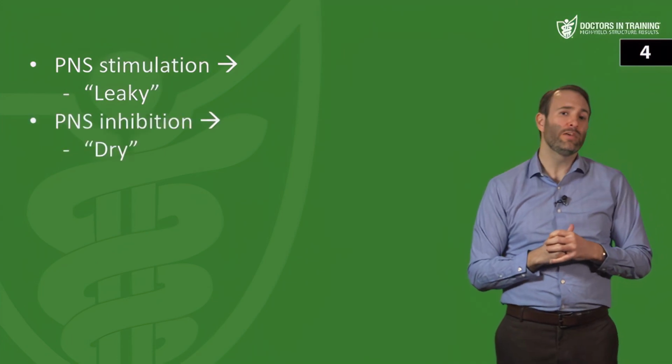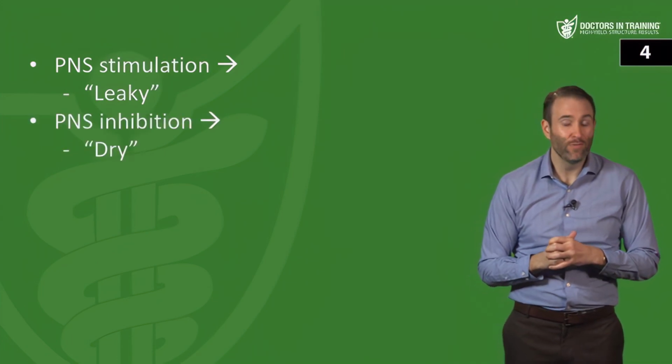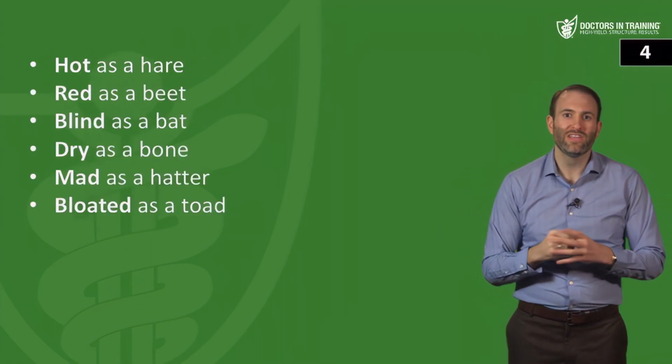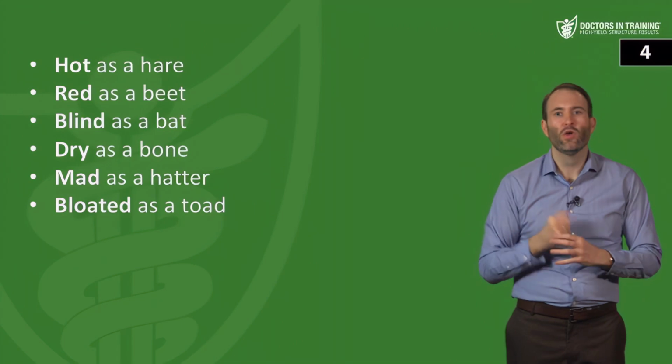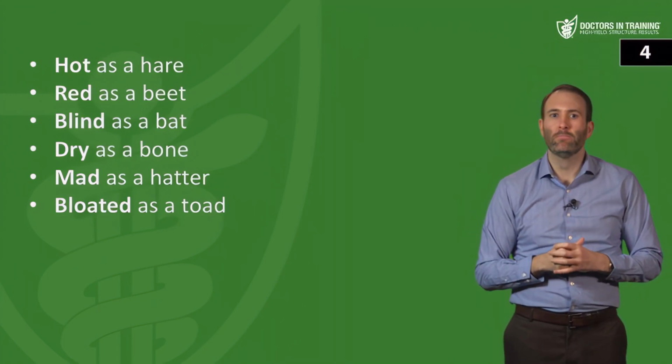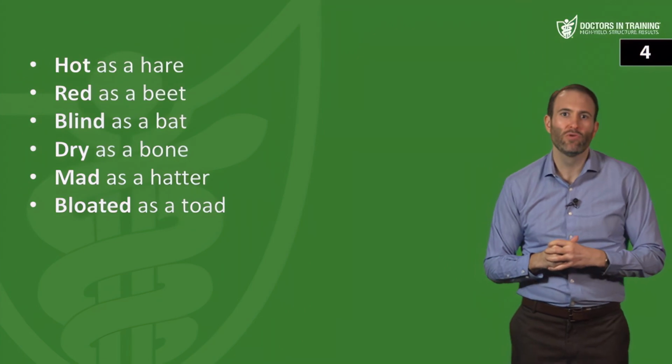Well, if we inhibit the parasympathetic nervous system, then we dry everything up. Now, many of you might be using the common memory tool: hot as a hare, red as a beet, blind as a bat, dry as a bone, mad as a hatter, and bloated as a toad. Let's go through those together.